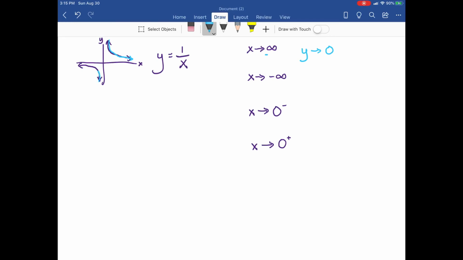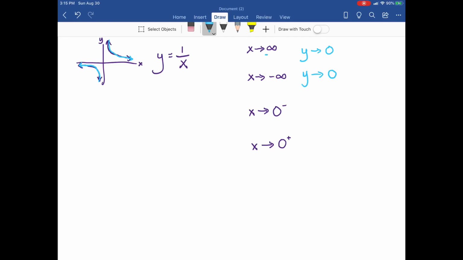And again, use that graph if it helps, and also plug in some numbers. -10, -100, -1,000. What happens to that ratio of 1 over x? It also gets really small. It's just going to be a small negative number, but it's still going to approach 0. All right then. So now talk about what happens when your x approaches 0 from the left.